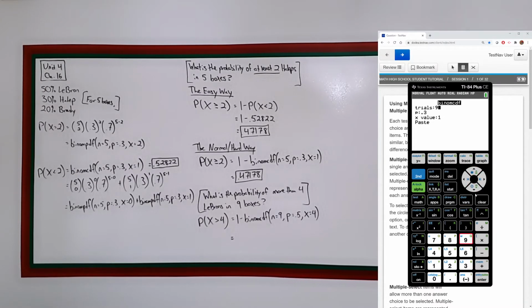Trials are 9. P is 0.5. And the x value is 4. Is that what I got? Looks good to me.